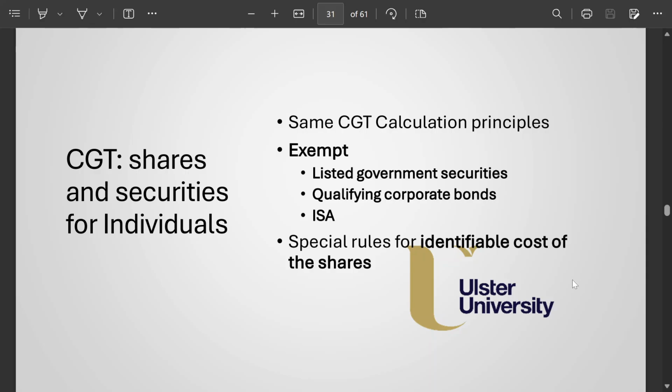Let's look at how we have certain types of things that are exempt: listed government securities, qualifying corporate bonds, and individual savings accounts, which you see from income tax as well. Okay.